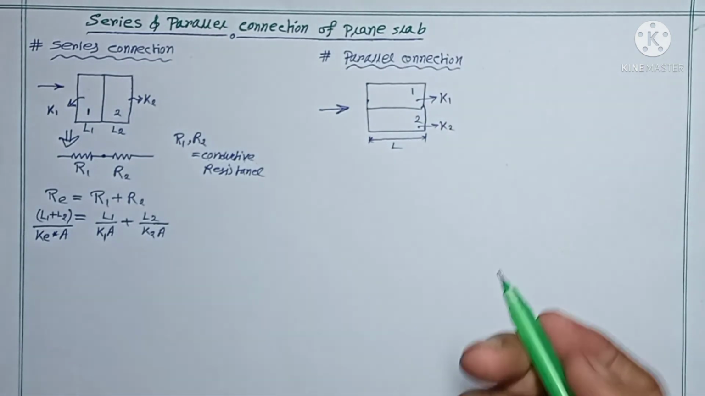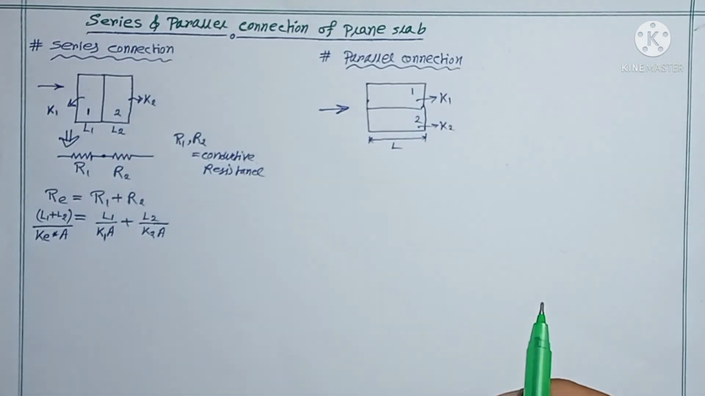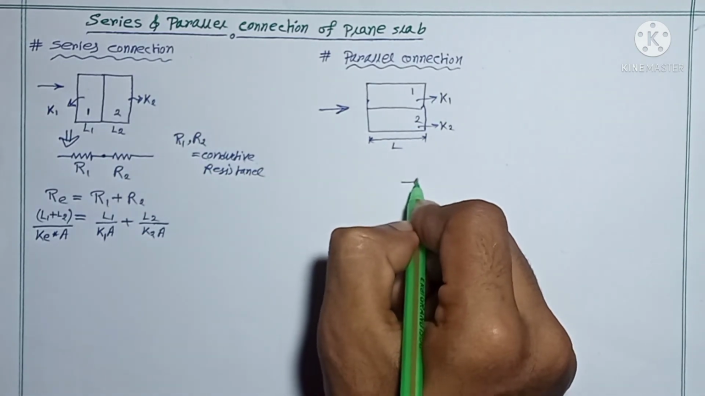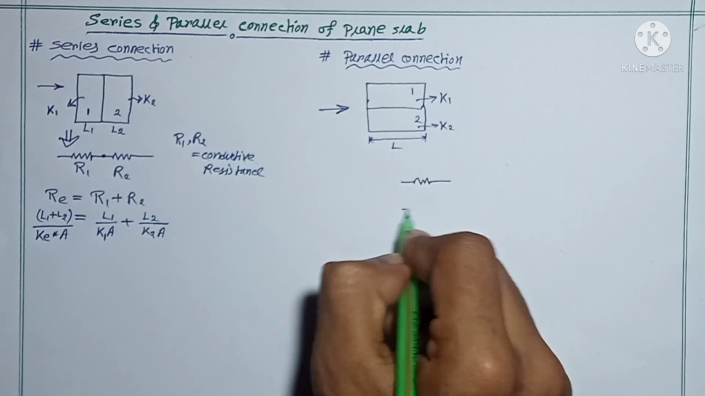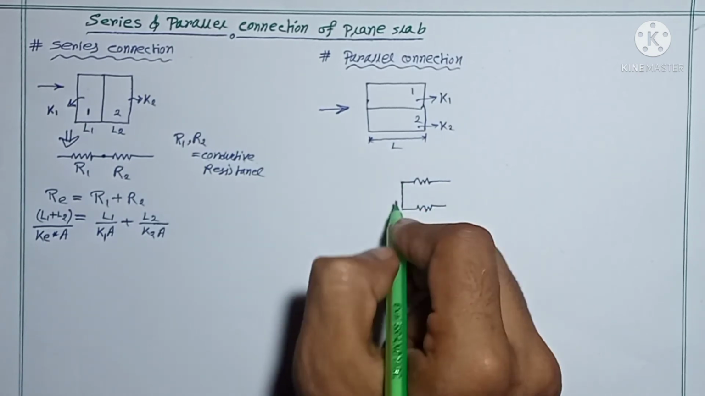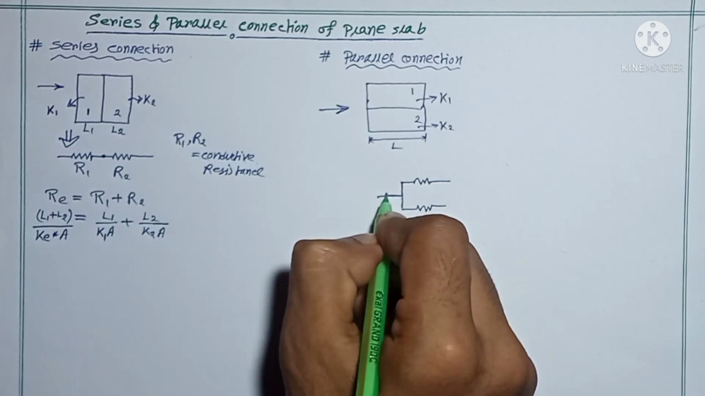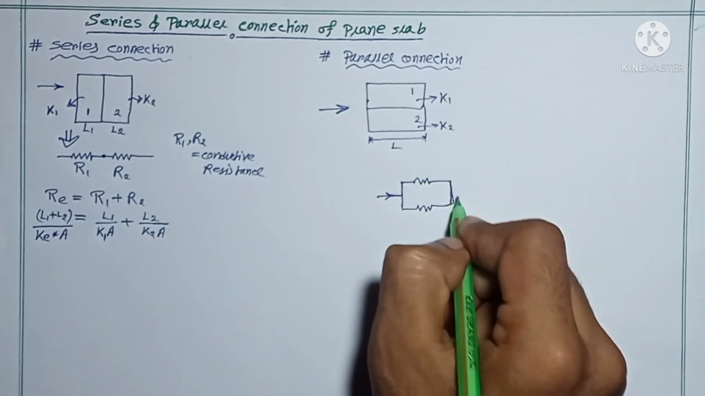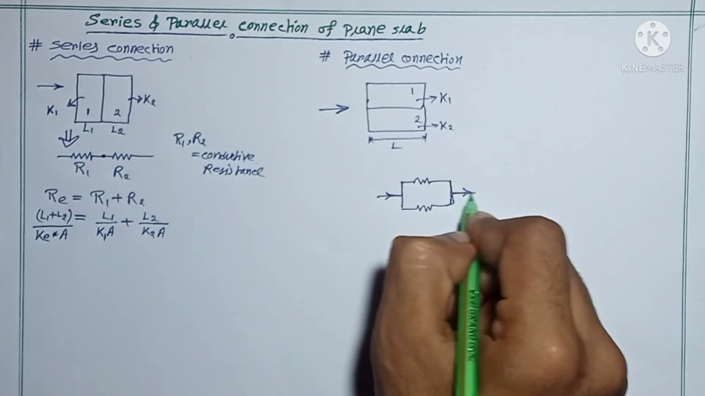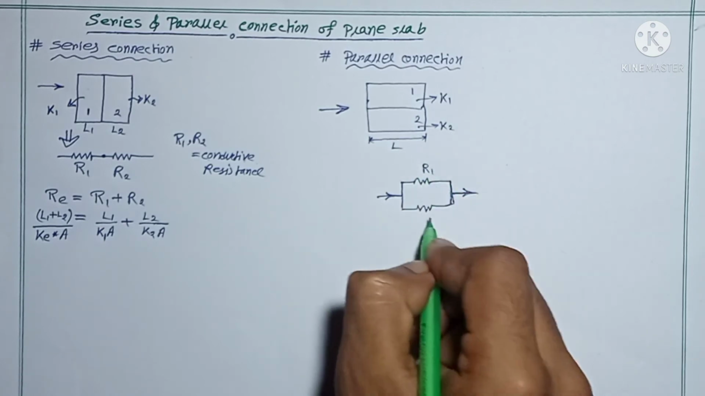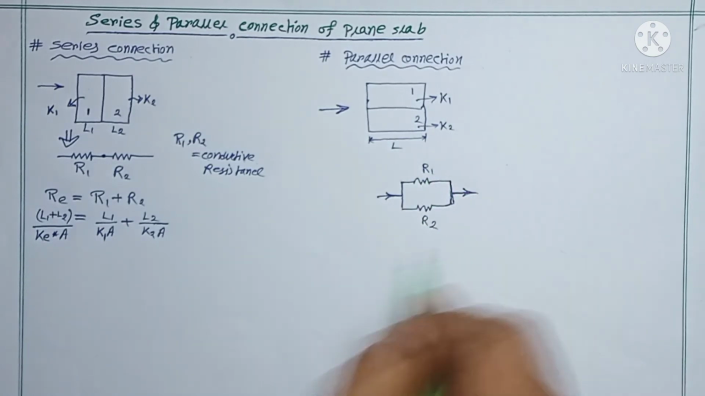Now in this case what will happen? First you have to convert it into an electrical circuit. So let's convert it: for slab 1 this one, for slab 2 this one. Now heat is basically transferred from this end and this is the direction, and this is basically the end of the direction of heat flow. So this is resistance R1, resistance R2.